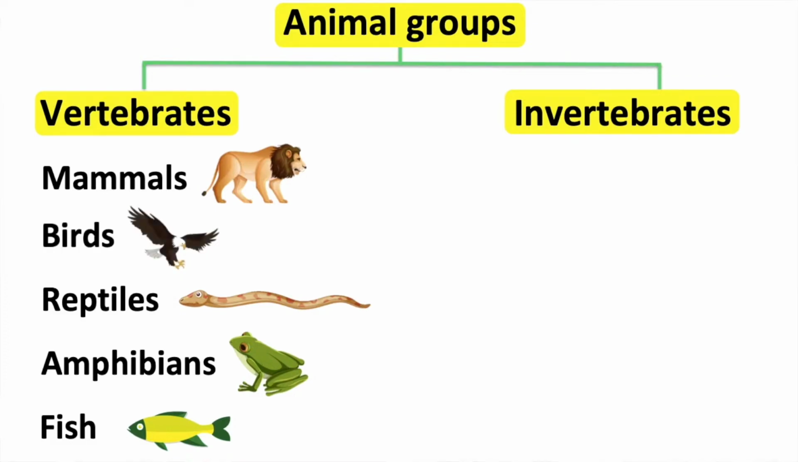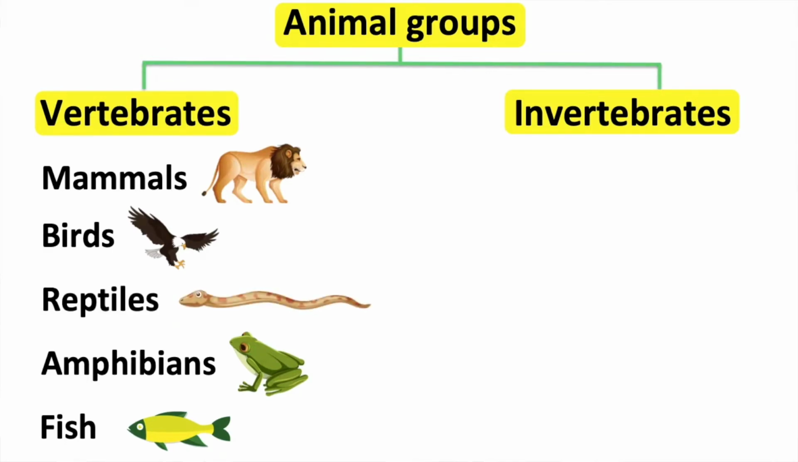Birds. Birds have feathers and they use their lungs to breathe. Birds lay eggs and their temperature is usually stable. Therefore, they are warm-blooded animals. For example, an eagle.